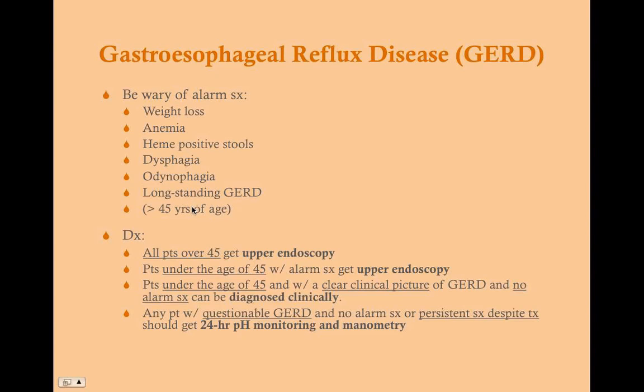Now, if you have a younger patient, let's say 30, who's got symptoms that are very characteristic of GERD, you can proceed directly to clinical treatment. You don't need to do an upper endoscopy. If you have a patient with questionable GERD, they don't necessarily have all the stereotypic clinical features of GERD, or you have a patient who you've diagnosed with GERD and treated with PPIs and they continue to have symptoms, these patients should get 24-hour pH monitoring as well as manometry.